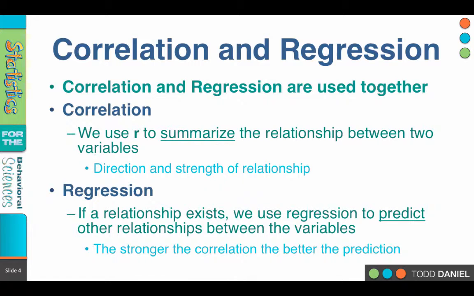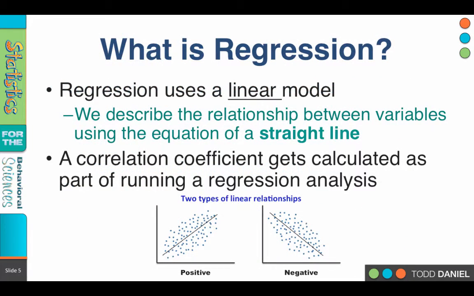Now, regression starts with the assumption that the relationship exists. And if so, we can use regression to predict other relationships between the variables, relationships that will probably occur in the future. So, of course, the stronger the correlation, the better predictor that x value is going to be of y values. And if there is no correlation between the variables, there's no point in doing a regression equation because there is no relationship between the variables. So then, what is regression?